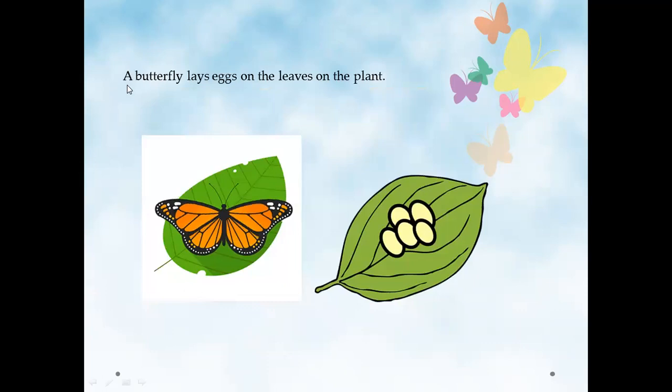In the first step, what happened? A butterfly lays eggs on the leaf of the plant. Look at this picture. A butterfly sits on the leaf of the plant and lays eggs on the leaf of the plant.